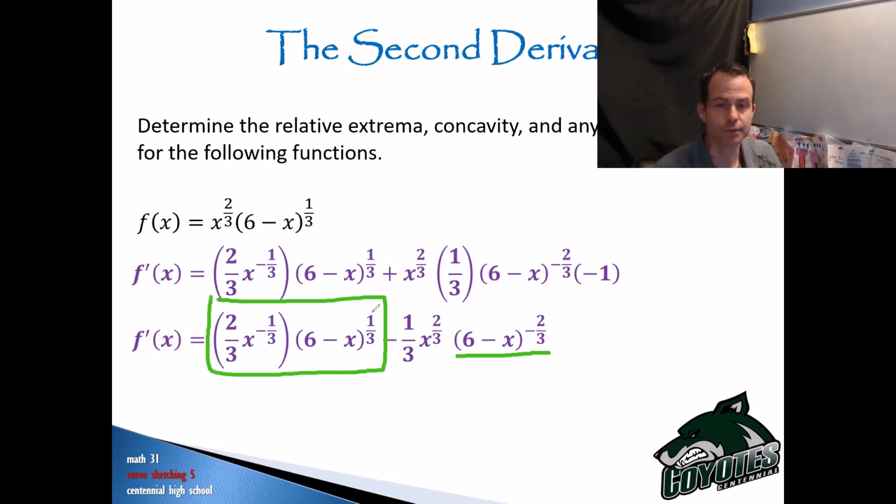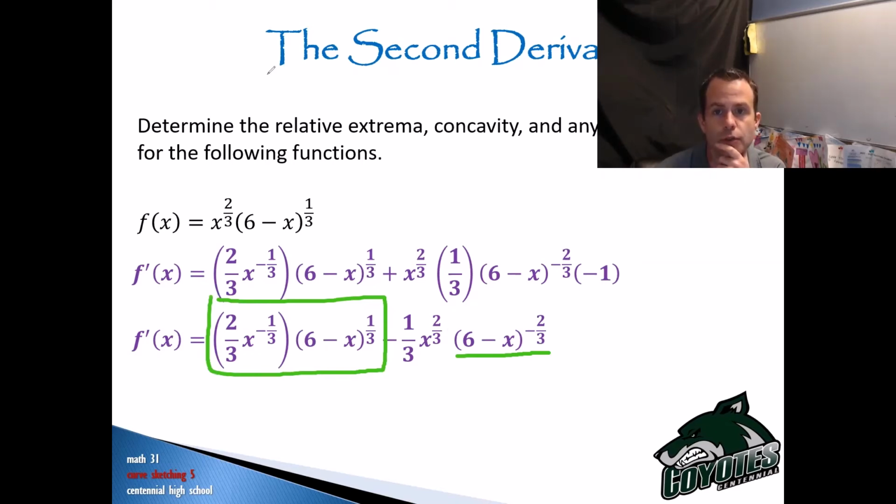The second term, 1/3 divided by 2/3 would be 1/2, and then my exponent will be 2/3 plus 1/3, which is 3/3, so it'll just be x.